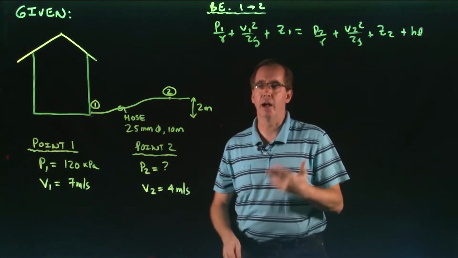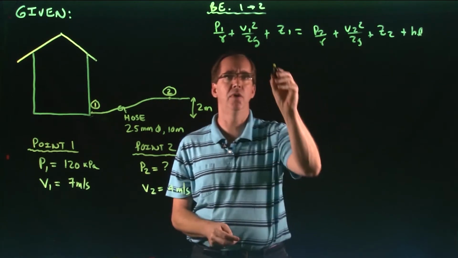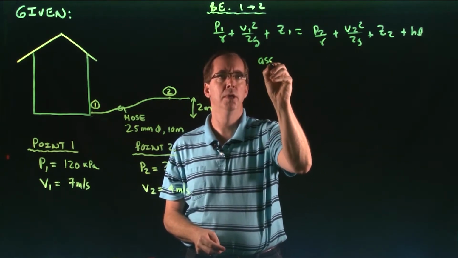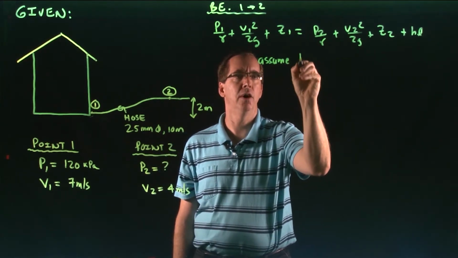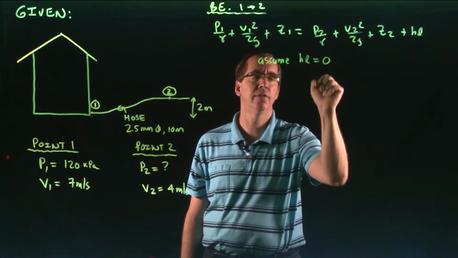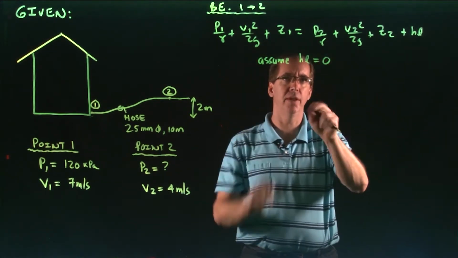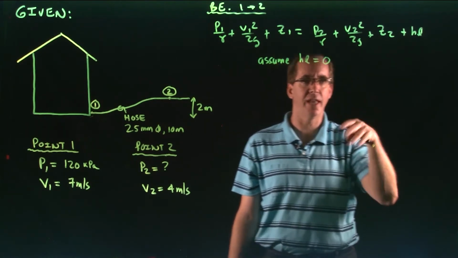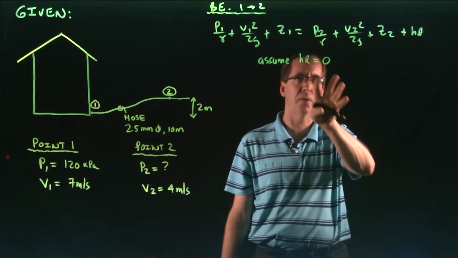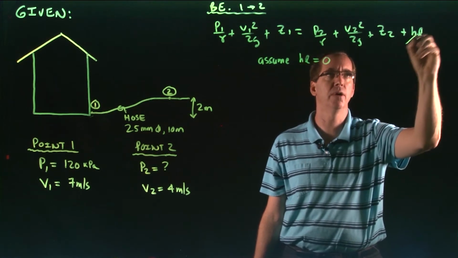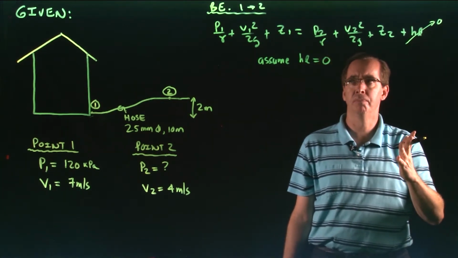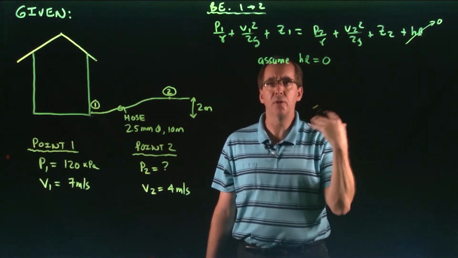Okay. Now, a couple things before we get started. First of all, I'm going to assume there's no head loss. Head loss is basically energy loss. We just learned about the energy equation. In the next couple lessons, we'll be dealing with head loss. At this stage in the game, we don't know anything about that, so I'm just going to assume it's 0. So this term right here, we're just going to let it go to 0. Okay. A couple other things.